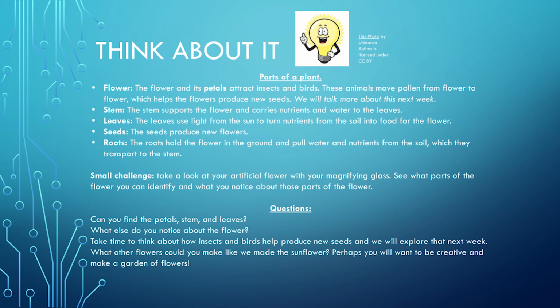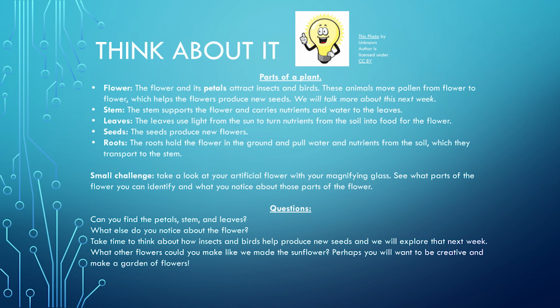The flower and its petals attract insects and birds. These animals move pollen from flower to flower, which help flowers produce new seeds. We will talk more about this next week. The stem. The stem supports the flower and carries nutrients and water to the leaves. Leaves. The leaves use light from the sun to turn nutrients from the soil into food for the flower. The seeds. Seeds produce new flowers.